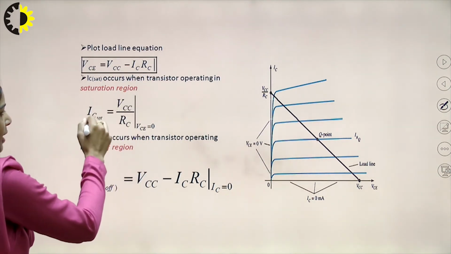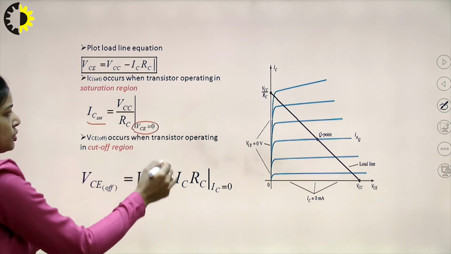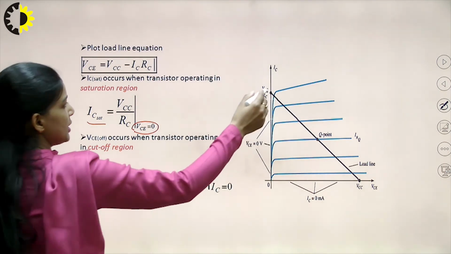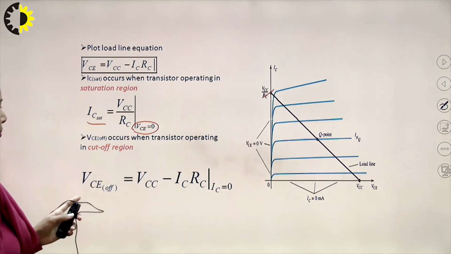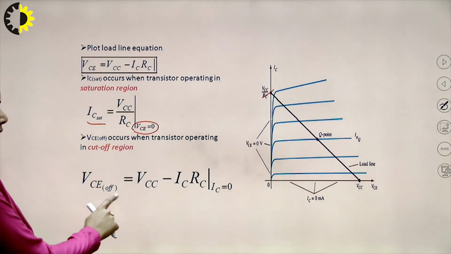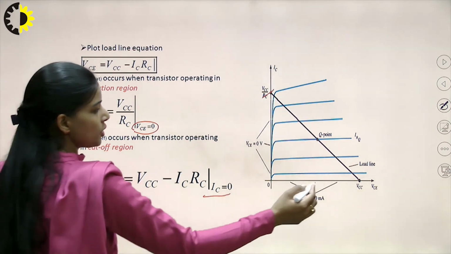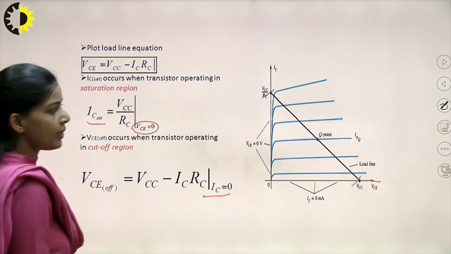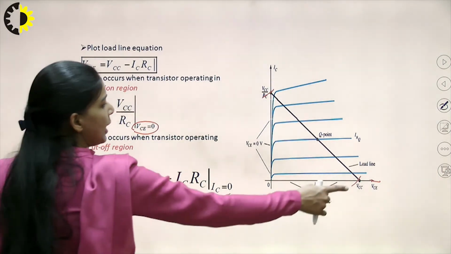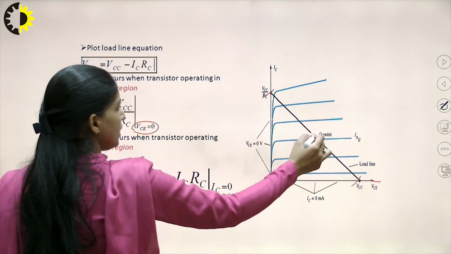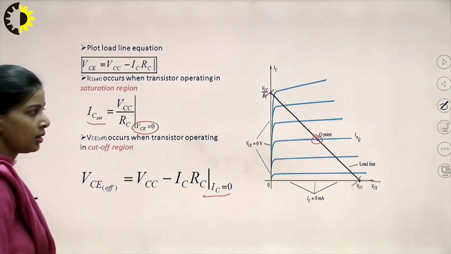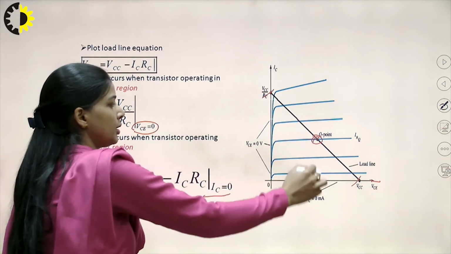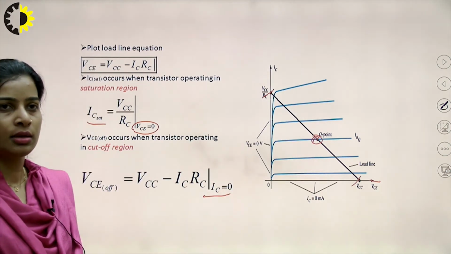Finding the value of IC for VCE equal to 0, we get VCC by RC, that is the intersection on the y axis, and by putting IC equal to 0 we get the value VCE as VCC, because on this axis the IC value is 0. Joining these 2 points, we get the load line, and the point with the 2 values on the x and y coordinates is the Q point.